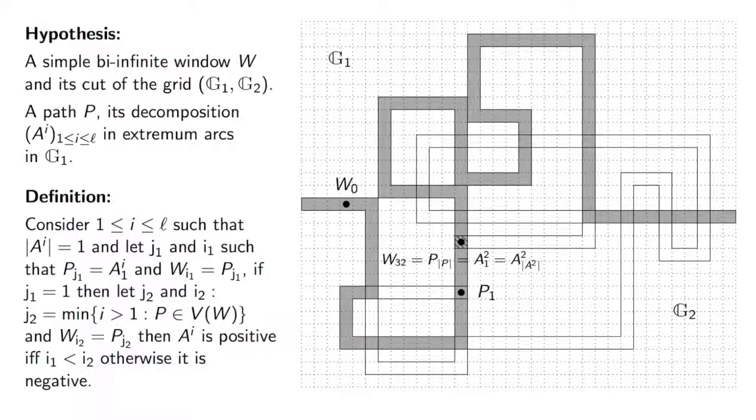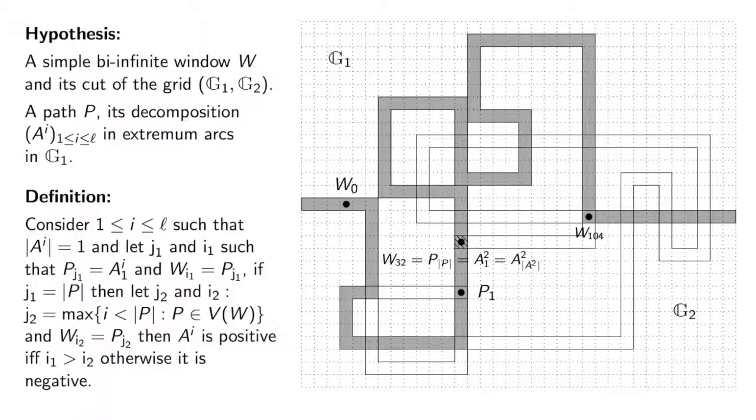Now, we extend the notion of positivity or negativity to arcs of length 1. Remark that being an arc of length 1 is equivalent to being an arc of width 0. Consider the arc A2. This arc is hatched and the path P is in white. The unique position of this arc is the last position of the path P and also the position W32. Consider the last time where the path P intersects with the window W. This position is the position of the window W at index 104. Since 32 is less than 104, this arc is negative.